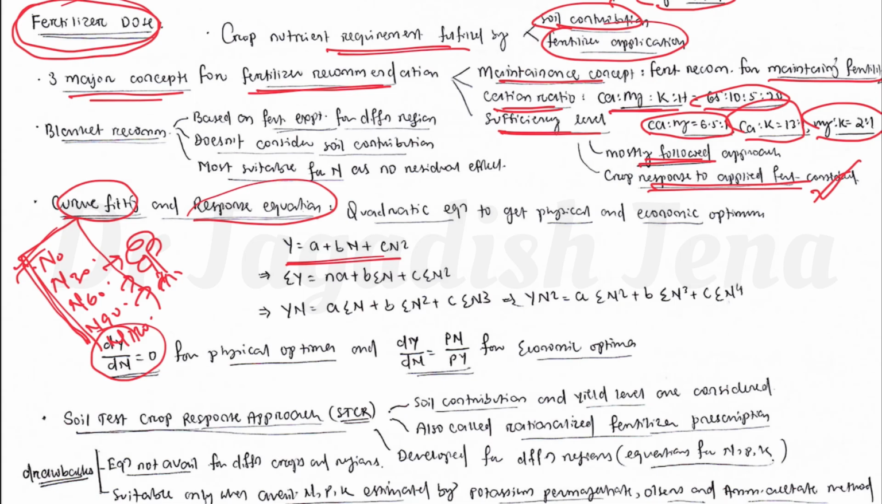So you have to find out that physical optimum and economic optimum by equating the derivative of that response curve with the economic value of nutrient and economic value of produce. Okay, so basically dy by dn, you have to equate it with the price of the unit nutrient and price of the output, that is grain. So by following that, you can get economic optimum.